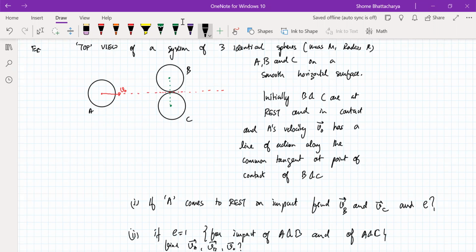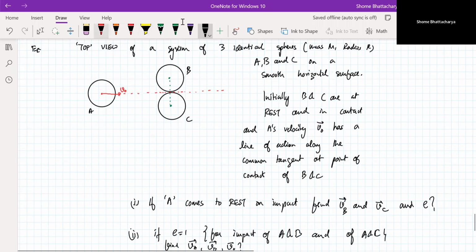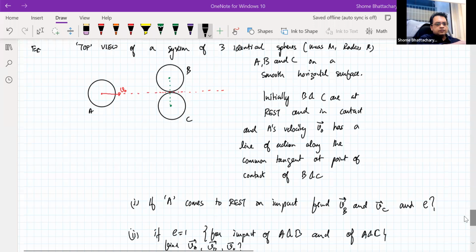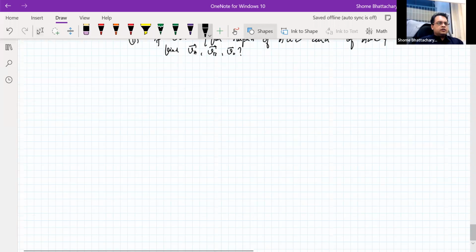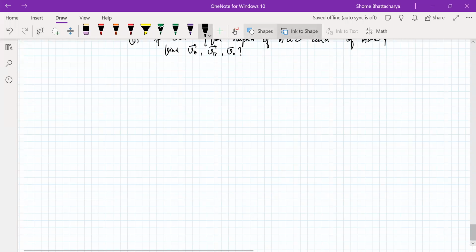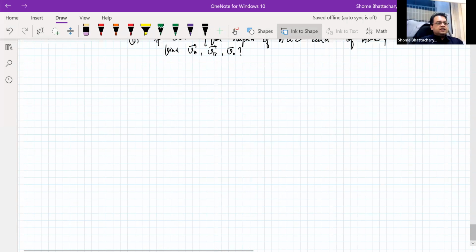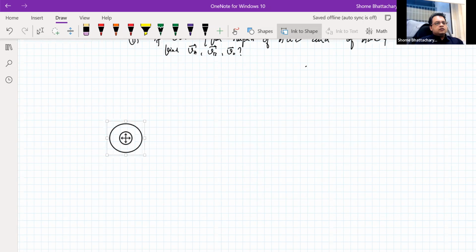Can you people tell me what is the line of impact? What angle is it making with V0 for B and C? The collision impulse that acts on B and C, it will be at what angle? 30 degrees with respect to V0, right? So once you understand that, rest is simple. You can see that B and C's final velocities will be at an angle of 30 degrees with respect to this V0, and A is coming to rest.